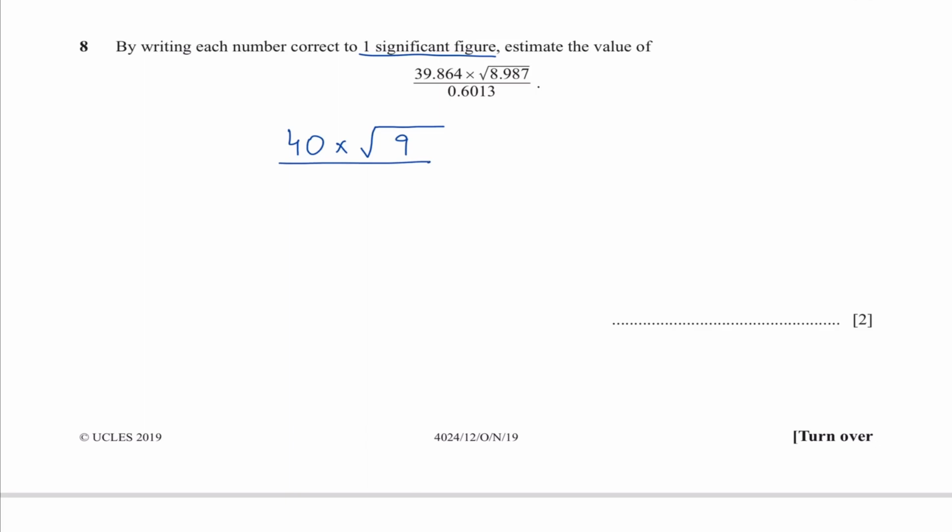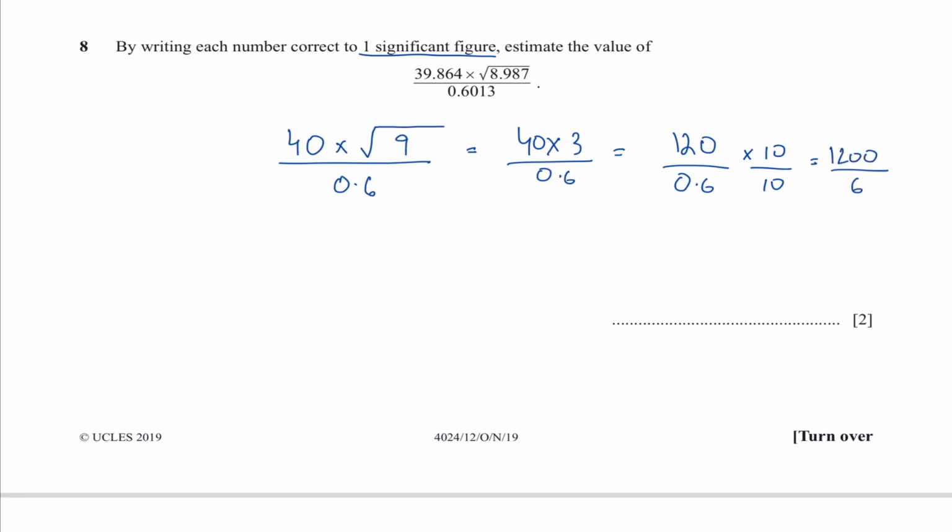And then 0.6 is already to one significant figure, and since we have a 0 right after 6, I'm going to leave this at 0.6 only. So this is going to become 40 times 3 over 0.6. 40 times 3 is 120. 120 divided by 0.6. Let's turn 0.6 into an integer by multiplying both the numerator and the denominator by 10. So we have 1200 upon 6, which is basically 200. 6 ones are 6, 6 twos are 12, 6 zeros are 0, and 6 zeros are 0 again. So we have 200 as our answer.